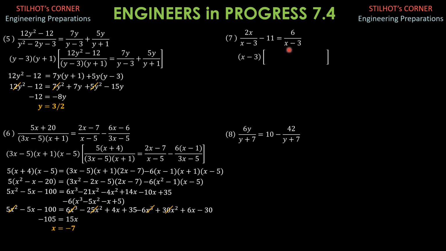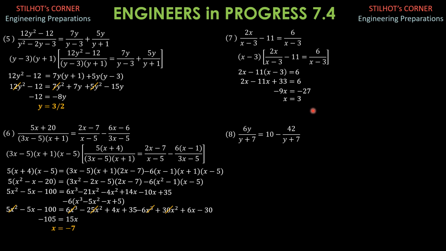Here, the LCD is x minus 3. Multiply everything by x minus 3. Then distribute. We have 2x minus 11 times quantity x minus 3 equals 6. So 2x minus 11x plus 33 equals 6. Negative 9x, 6 minus 33, negative 27. Negative 9x equals negative 27. X is negative 27 divided by negative 9.